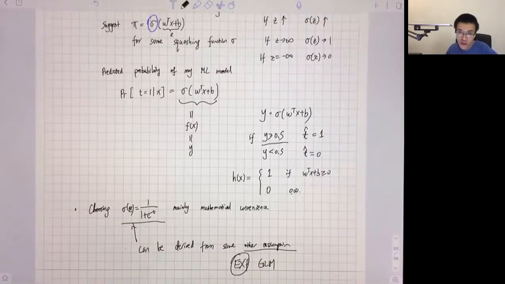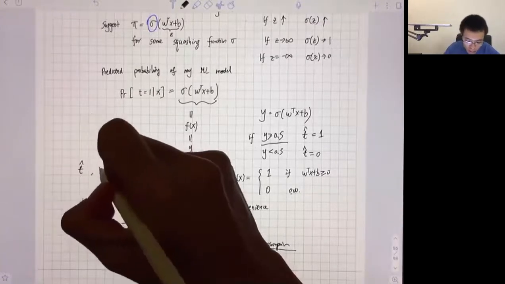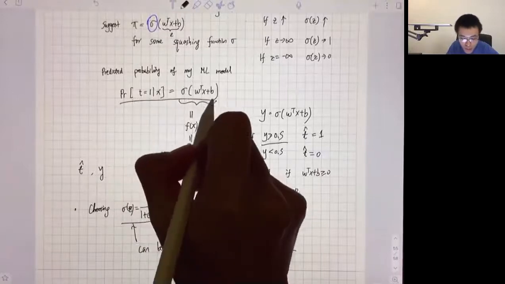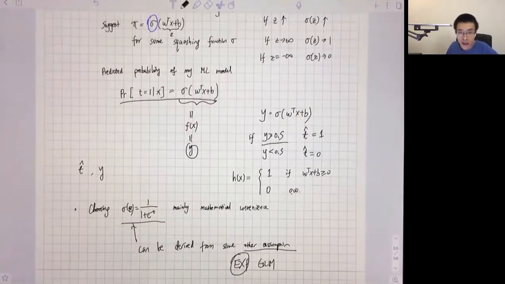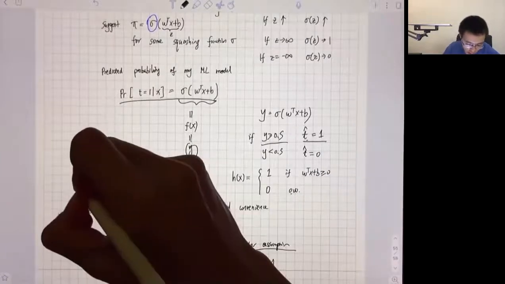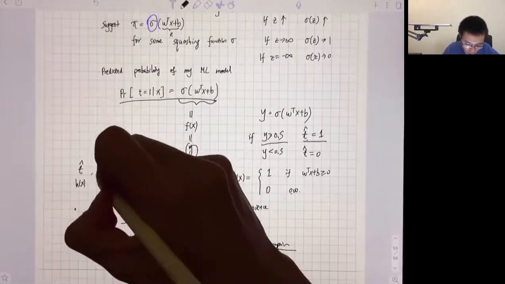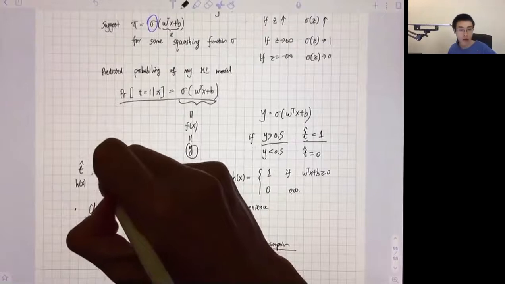So you see in the linear regression model, I didn't distinguish t hat and y. But here I can say y is a soft output. It's predicting the probability. And t hat is a hard output. It must be 0 or 1 or a few other categories depending on the task. Okay. So t hat is hard. So I call my t hat h of x, which is hard, and y is f of x, which is soft. Okay, now we have a very good notation.